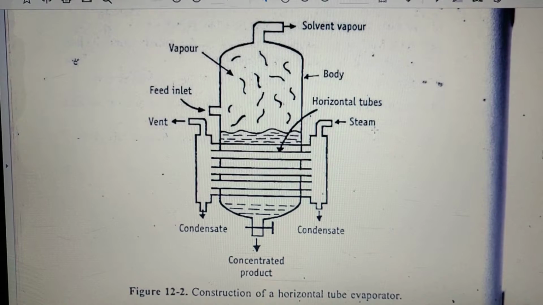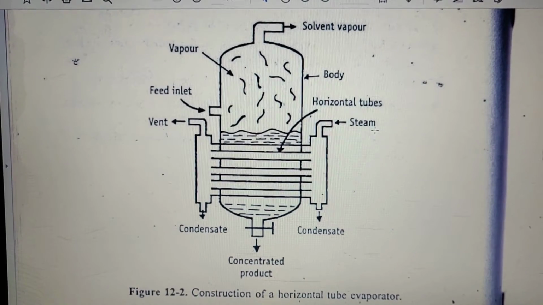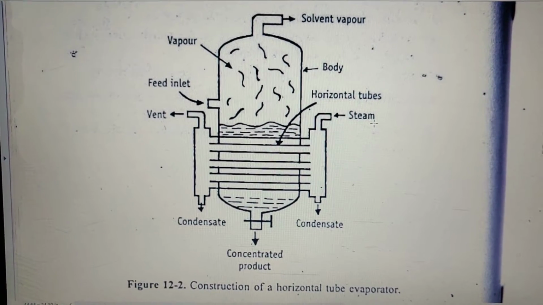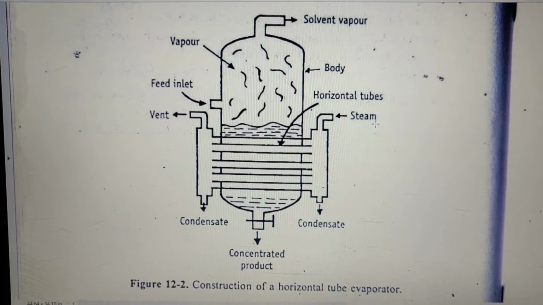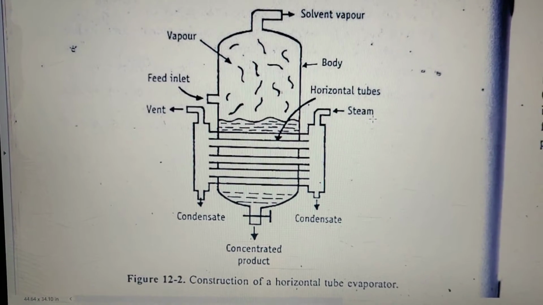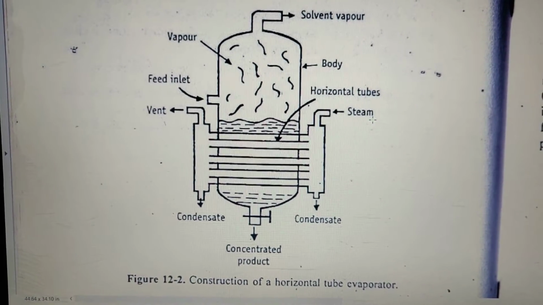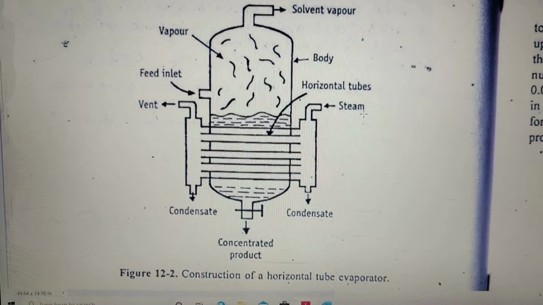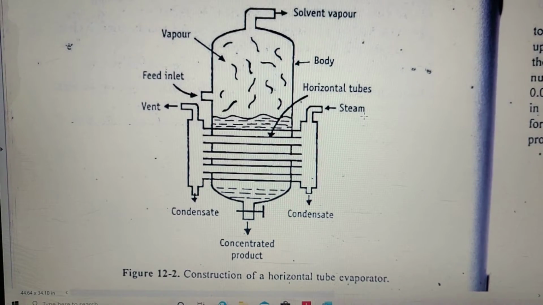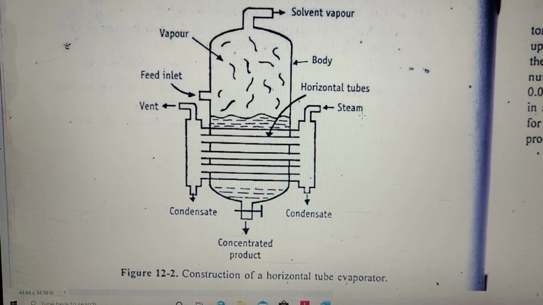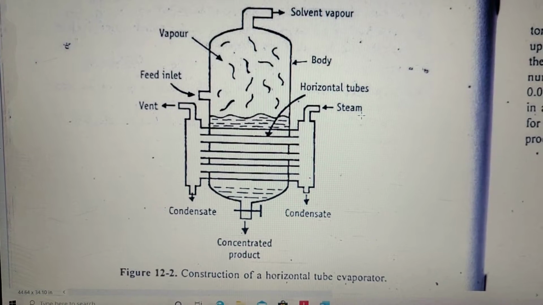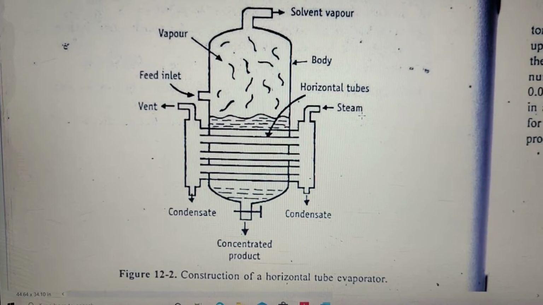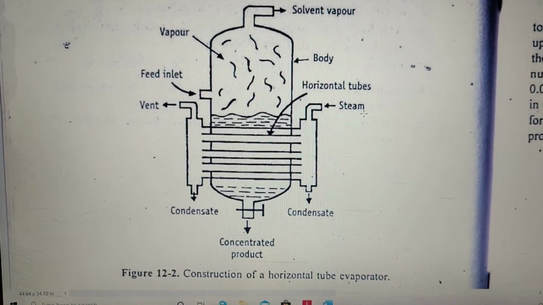So heat would pass from the steam into the tubes, and from the tubes the heat will pass into the liquid solution from which you have to remove some solvent or water, and that will get evaporated due to the heat passed from the horizontal tubes. The evaporated vapors will get removed from the solvent vapor outlet at the top, and your concentrated product, which is collected at the bottom, can be taken out by the concentrated product outlet at the bottom.